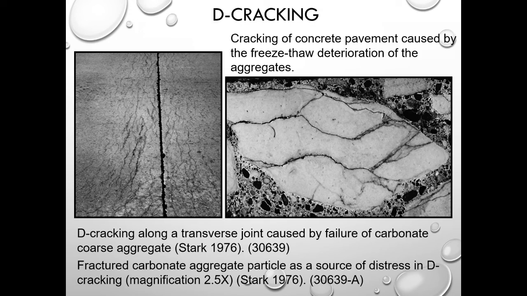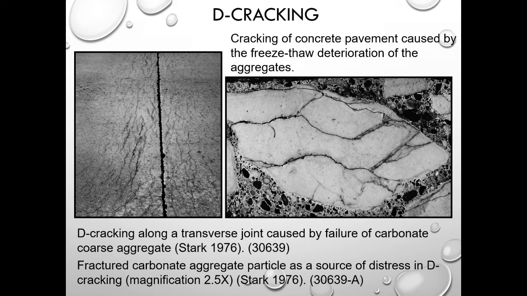The next several slides show how aggregates influence the performance of concrete. We know that we have good aggregates. We also know we have aggregates that aren't so good, and it can cause a lot of stresses. One of the phenomena is known as D-cracking, which is cracking of pavement, and it's caused by the freeze-thaw deterioration of the aggregates. Here you can see a slide with the aggregate on the right being cracked. In other words, the moisture content of the aggregate and its porosity is such that it's causing it to crack.